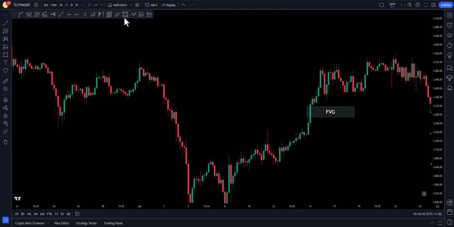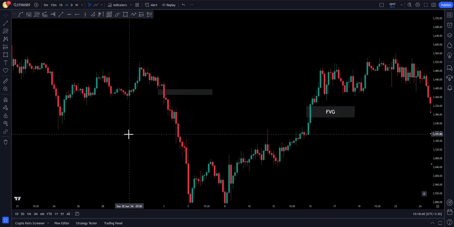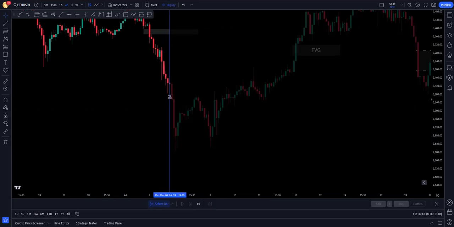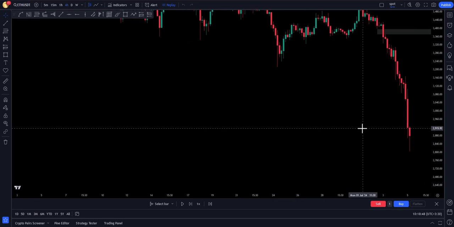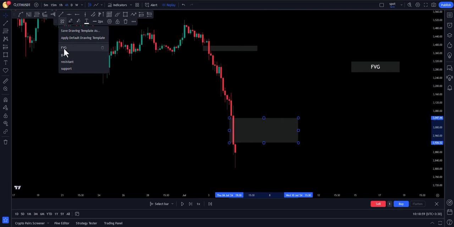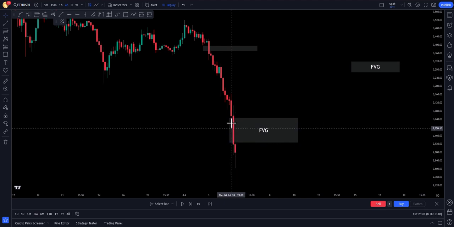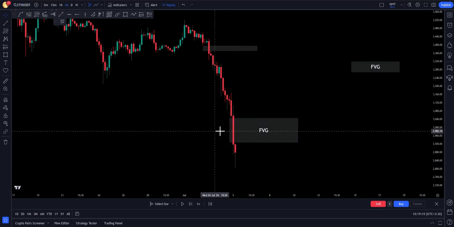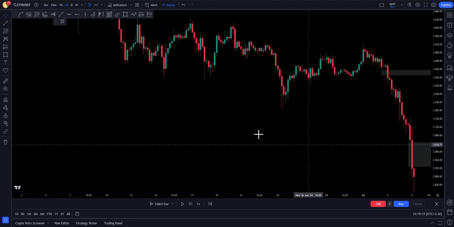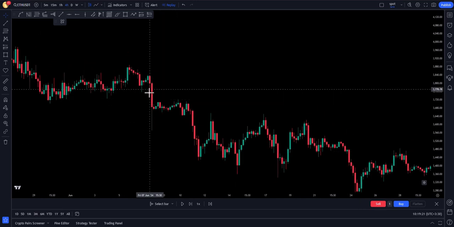Let me give you a few more examples to make it clearer. Look here, we have another gap in this area of the chart. I'm talking about this part of the chart where we see a fair value gap. Notice that fair value gaps are usually identified by momentum candles. Here, I see a momentum candle. The first thing I do is check if there's a fair value gap. Again, we have a fair value gap here.